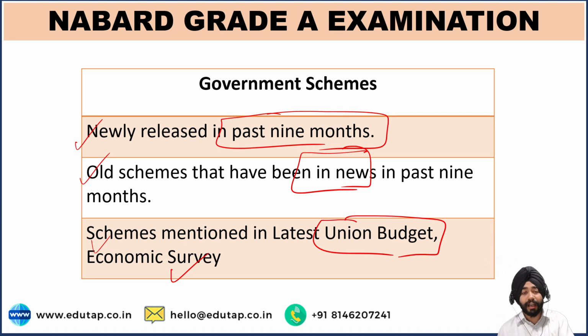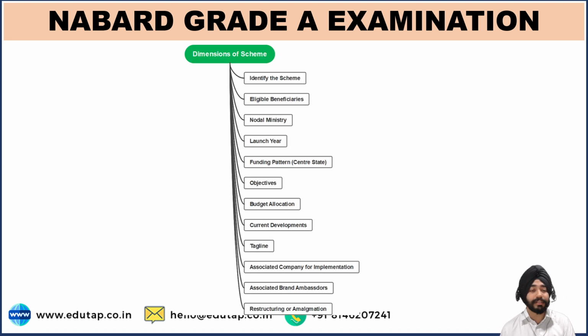Now here we have analyzed for how many months your government schemes should be prepared. But what are the things that need to be prepared in the government schemes? Let's look at this slide. So here, guys, based on the common questions that are being asked, we have prepared a mind map for you, from which you have to remember these specific dimensions of the scheme. For example, they could give you some statements and ask you to identify the scheme. This is a common question, identify a scheme. It could be asked in the phase 1 and even in the phase 2 examination.